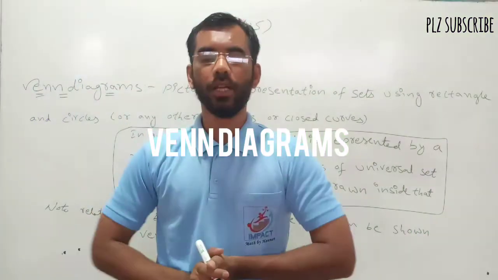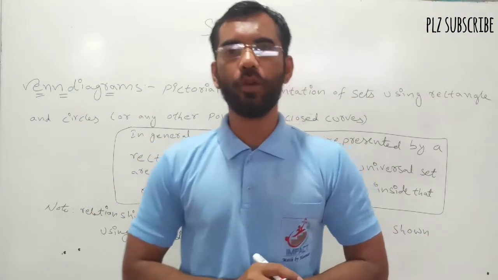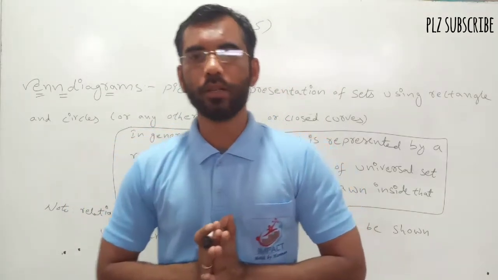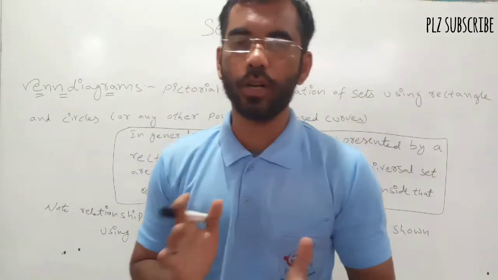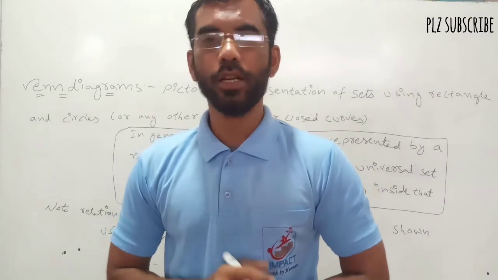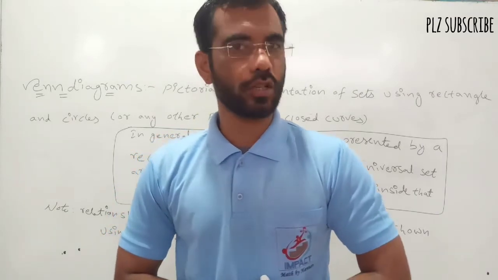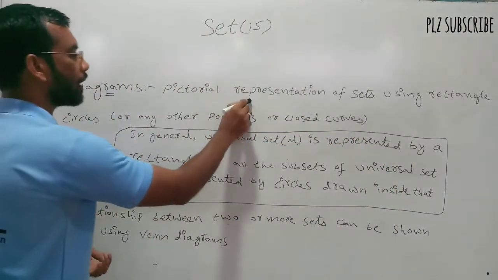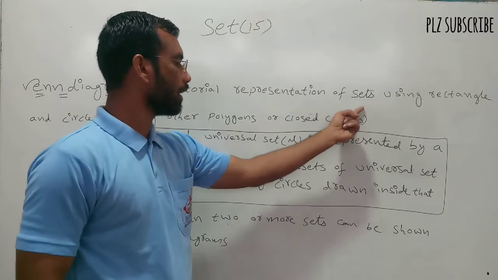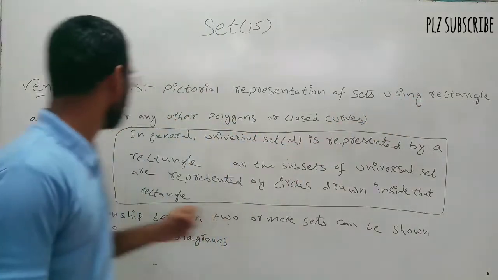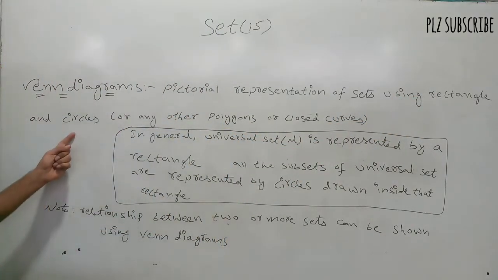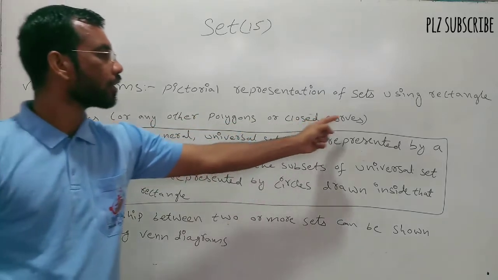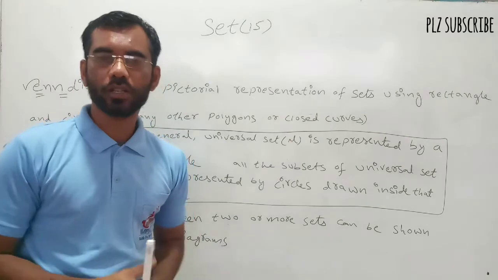Going to see in set part 15 about Venn diagram. Venn diagrams are most important because most of the problems depend upon Venn diagrams only. Now we will go for the definition of Venn diagram. What is a Venn diagram? Pictorial representation of sets using rectangle and circles or any other polygons or closed curves.